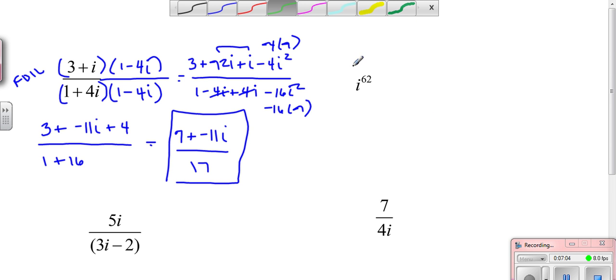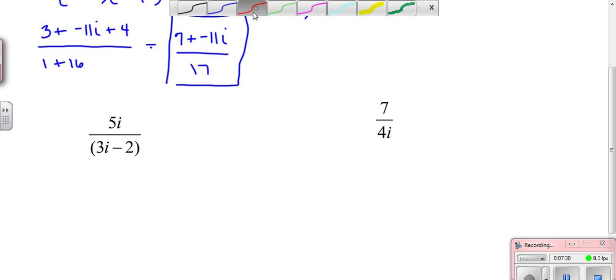Now, simplifying single powers of i, remember we're going to break that up into groups of 2. So how many i squareds are in 62? Well, there are 31. Power to a power I multiply. i squared is negative 1 to the 31st, and if I take negative 1 to the 31st power, I get negative 1.